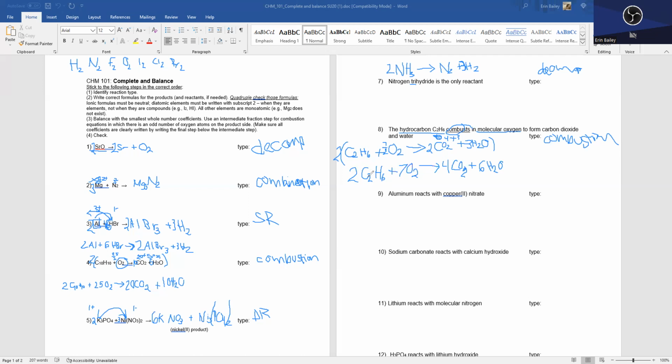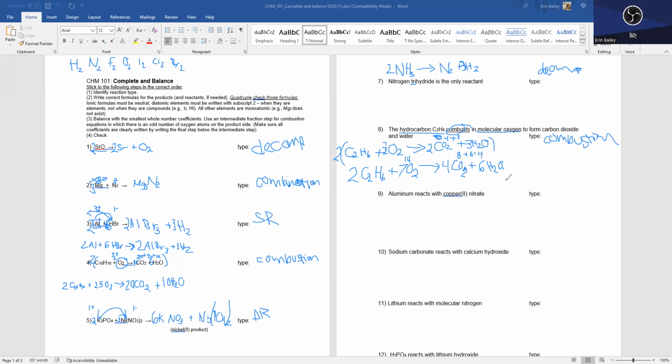So I have 2 times 2, that's 4 carbon. There are 4 carbon over here, so carbon's good. 2 times 6 is 12 hydrogen, and 6 times 2 is 12 hydrogen. Now here comes the hard part. 7 times 2 is 14 oxygen. And over here we have 4 times 2, that's 8, plus 6, because the subscript on this oxygen is 1, but we don't normally write it. And then 6 plus 8 is 14.